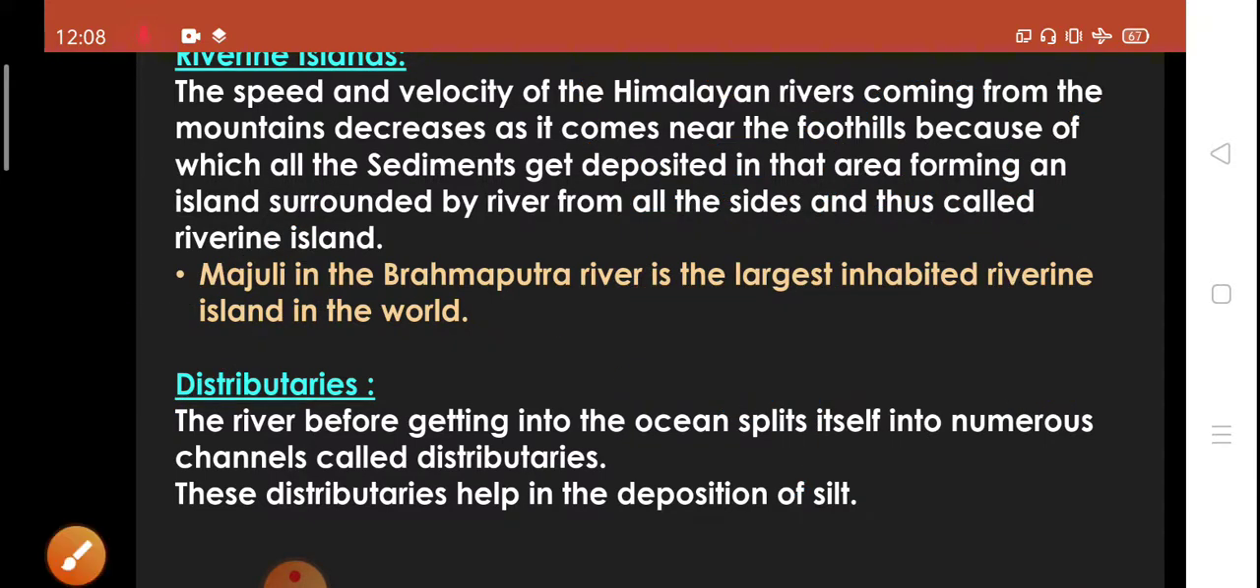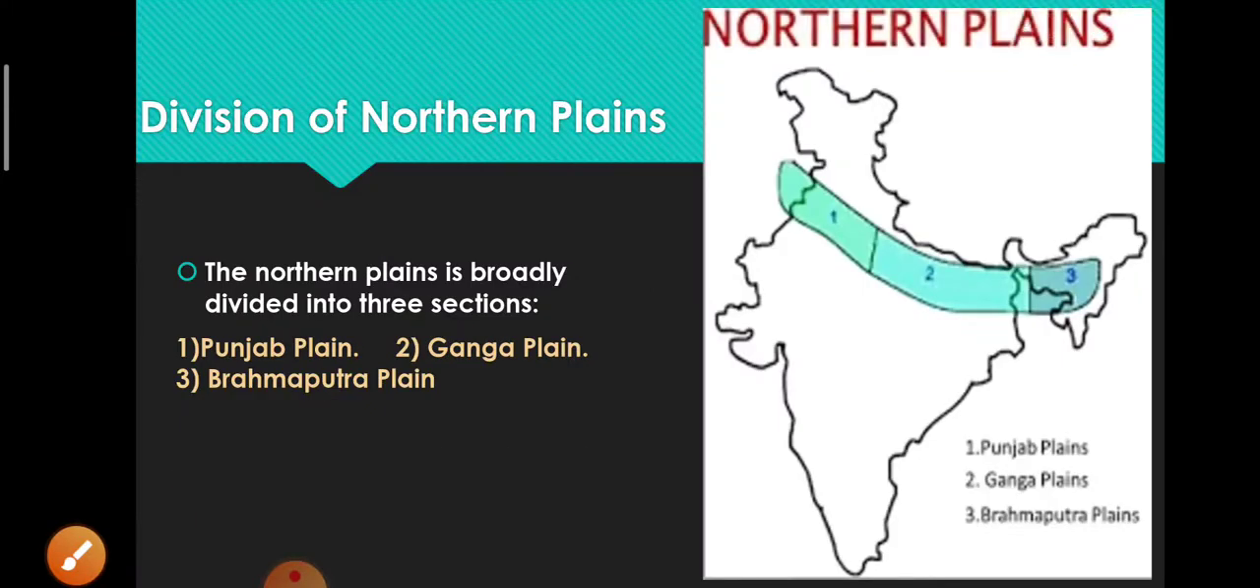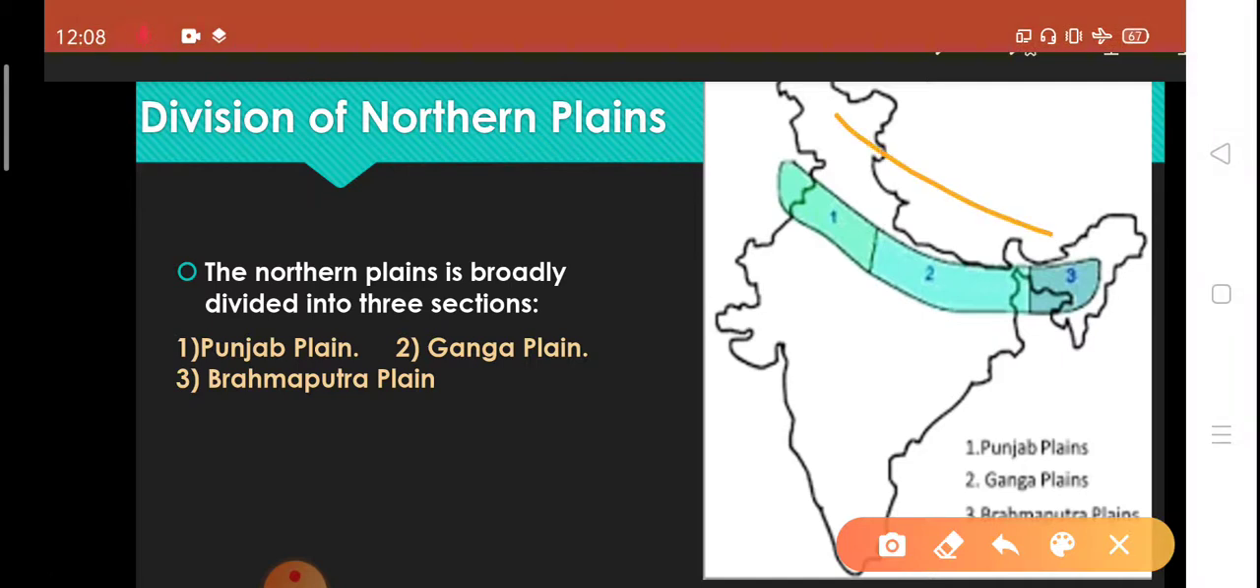So I guess these two geographical features are very clear to you. The riverine island, how is it formed, and the distributaries, how the main river distributes itself into various channels forming distributaries. Okay, now one of the major important topics of the northern plains is that how are the northern plains divided. When we were talking about the Himalayan mountains, we discussed that the Himalayan mountains are divided into three parts, right? The inner Himalayas, the middle Himalayas, and the outer Himalayas. Didn't we talk about it? We talked about all of them in detail, right?